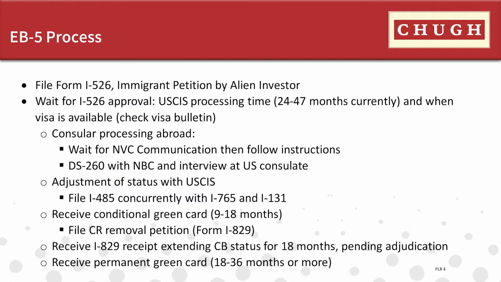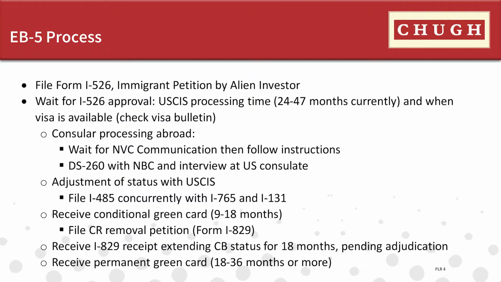Once this step is done, the next step is to file for removal of conditions, where you get a conditional green card for 2 years. This is done by filing a Form I-829 with the required proofs of complying with the conditions required for the EB-5 within 3 months prior to the end date.